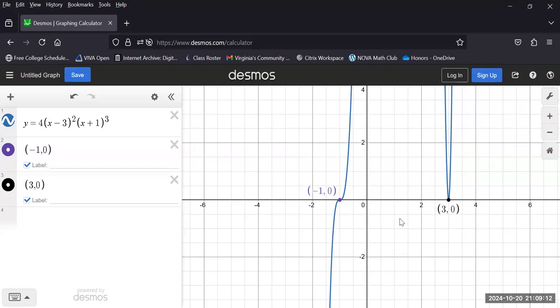All right, with that in mind, let's do an example where we're actually given properties of that polynomial, and we want to figure out, or basically write, the function for that.